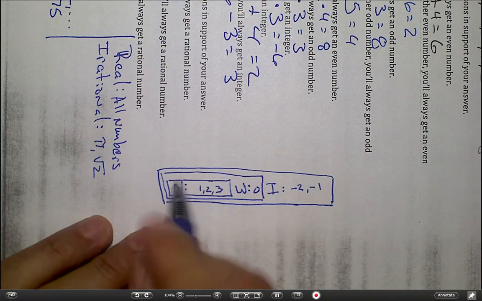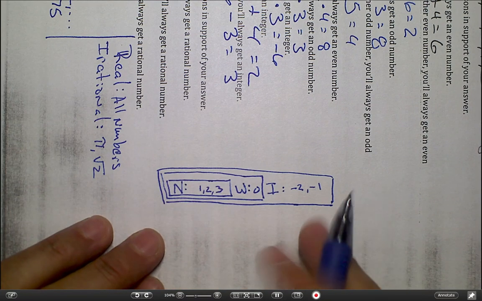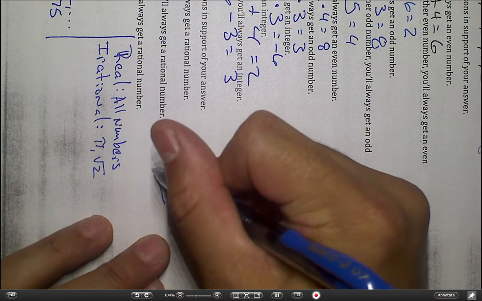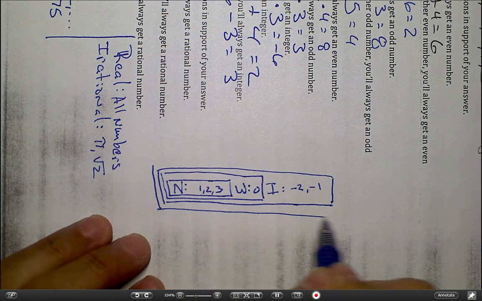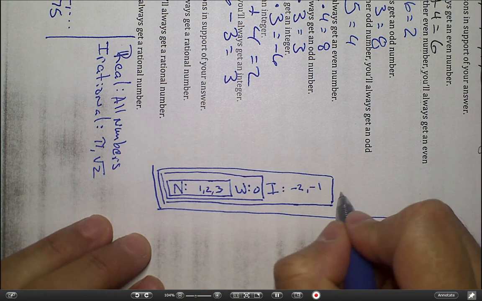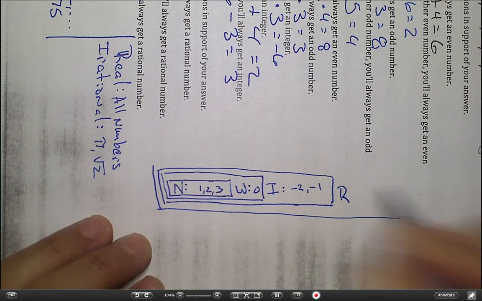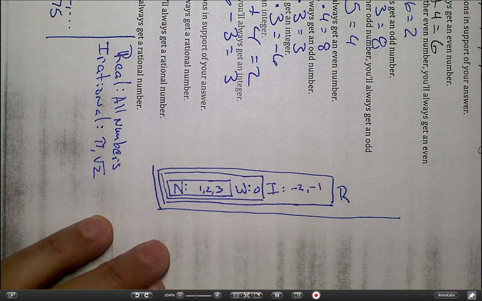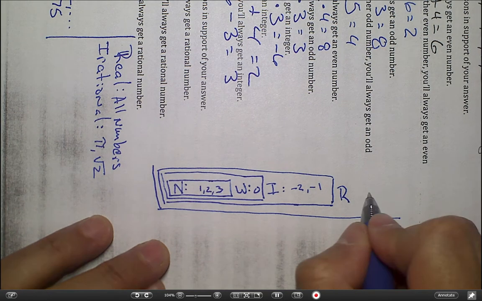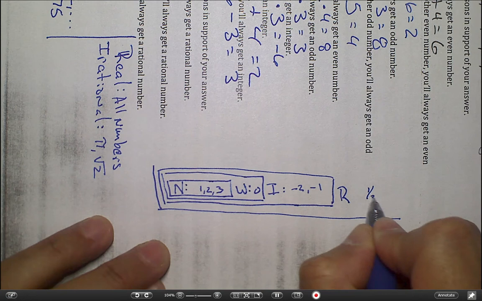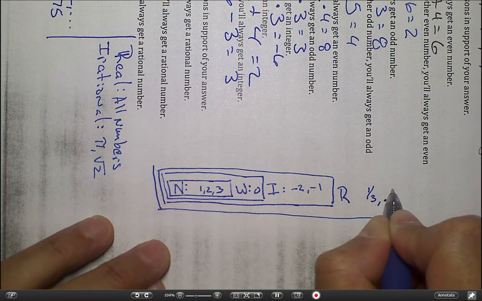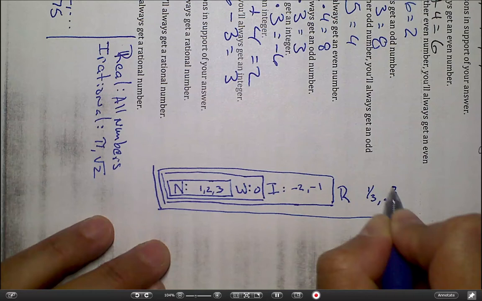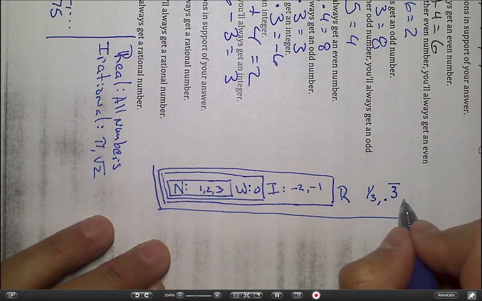All right, keep going. So now I am at rational. So rational is going to be my fractions, my decimals that repeat, and decimals that end.